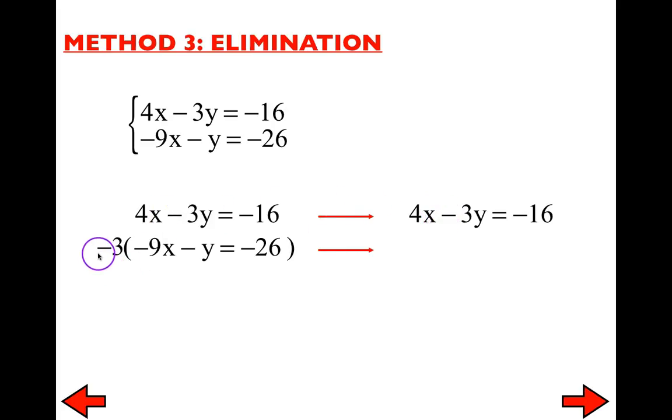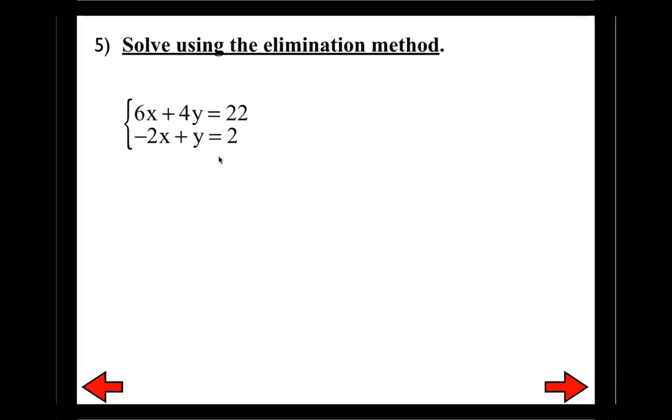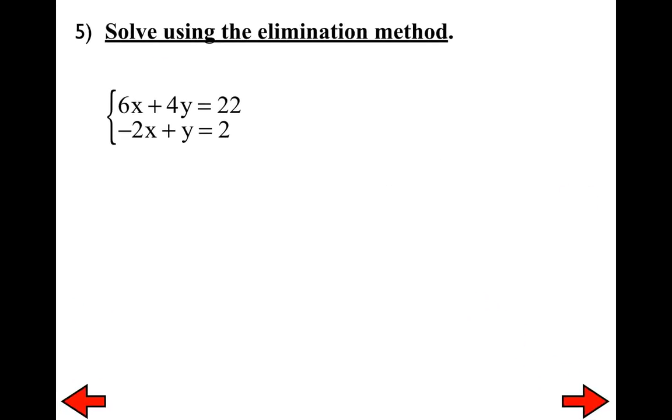But the second one, once you multiply each term by a negative 3, this is what you're going to end up with. And what's nice is you can recognize that the y's do eliminate each other, so you know you did something right. If they don't eliminate, that means you should look back into your steps and see what you did. On that note, let's go ahead and try number 5 together.